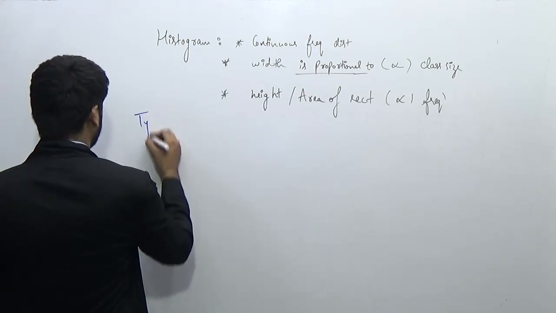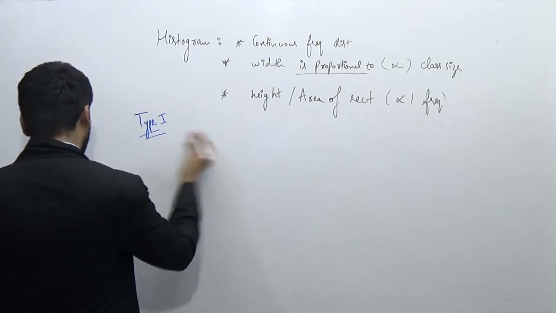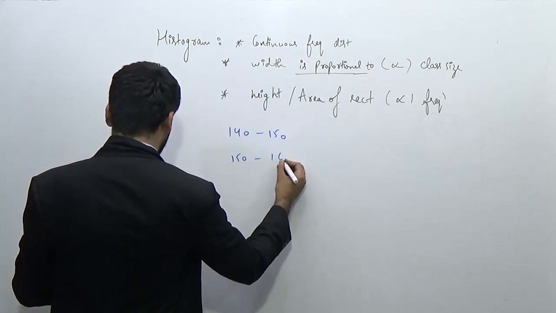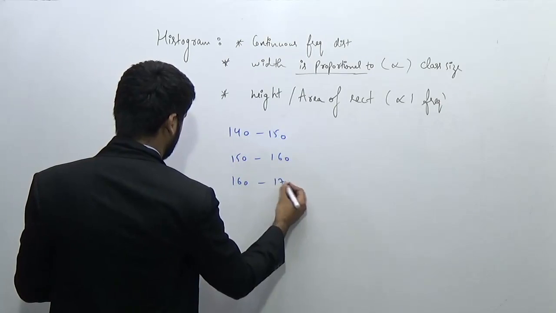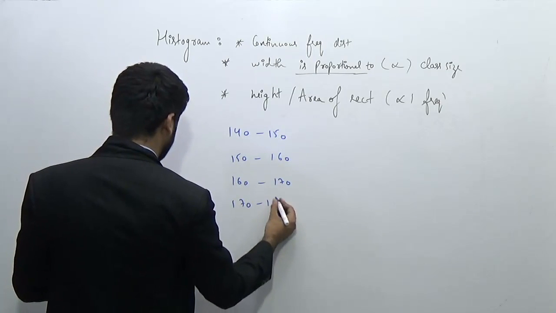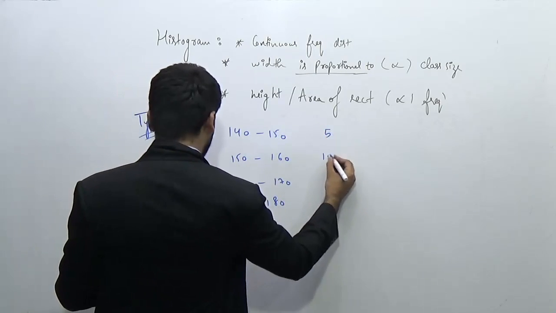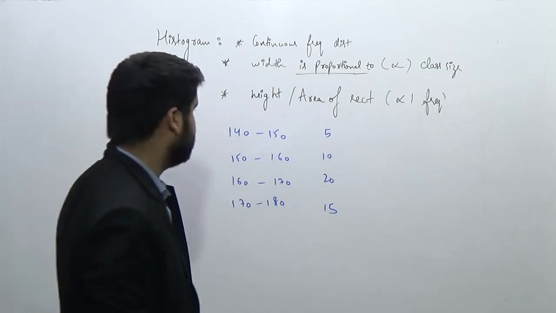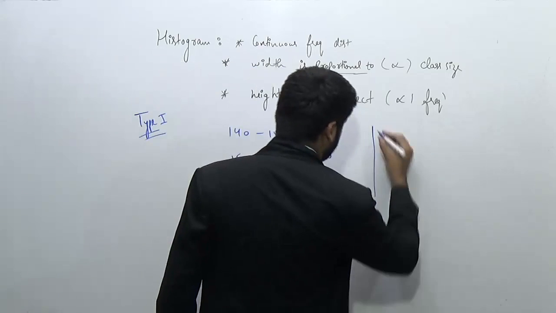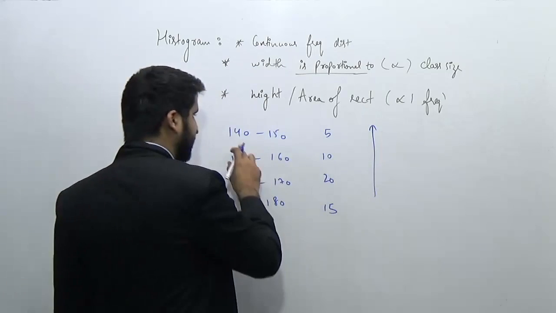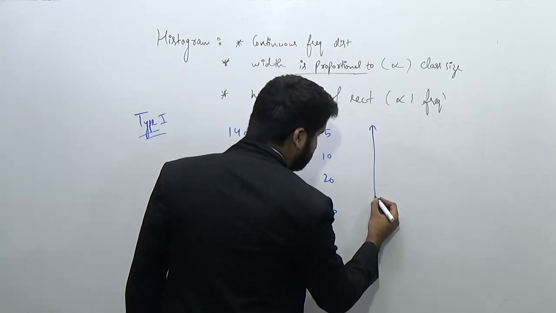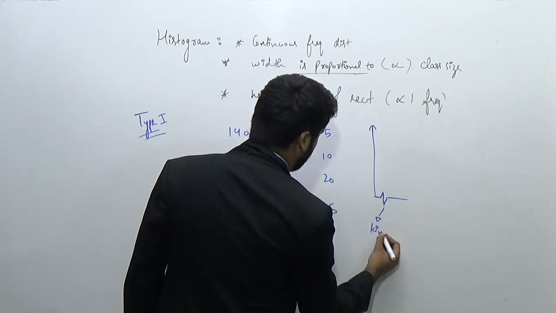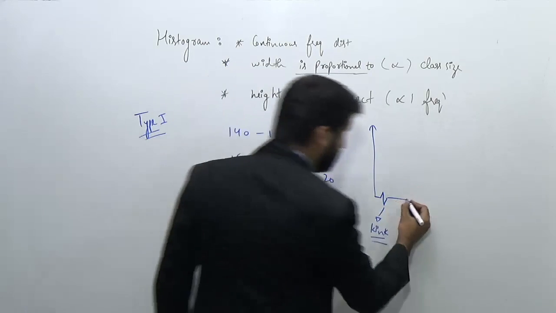Let's start with a very simple one. This is type 1. In this case, the standard data is given like this. Let's say 140 to 150, 150 to 160, 160 to 170, and 170 to 180. We have the frequencies as 5, 10, 20 and 50. Now plot the histogram here. This is a very easy concept, but the thing which you need to remember is you cannot just move on to 140 just like that. You have to put a kink over here. So this is the basic thing which I want to teach you from this question.